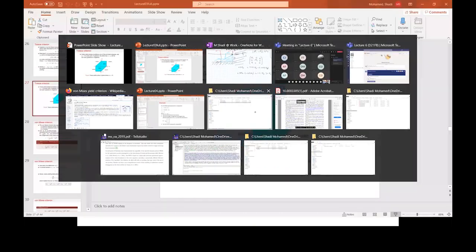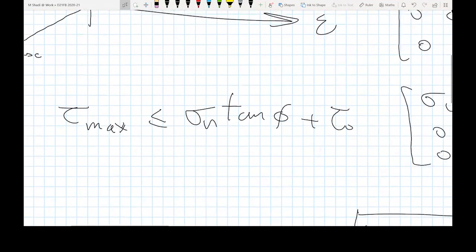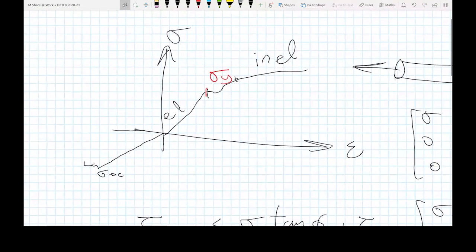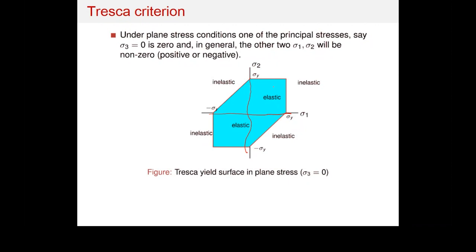Now, before, as I said, we had a yield point. You can see here we had a yield point, just one point. Now we have moved into a yield surface. So this is an entire curve in 2 dimensions, but you can imagine that in 3 dimensions it's going to look like a surface.